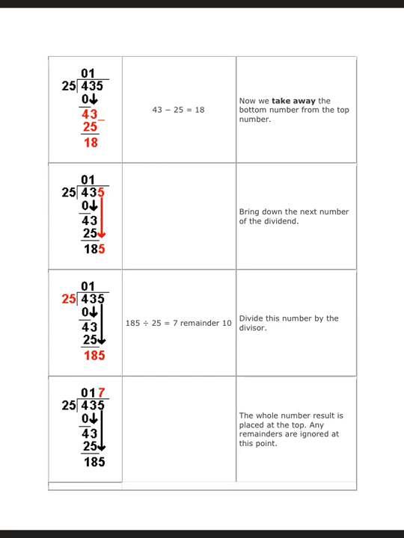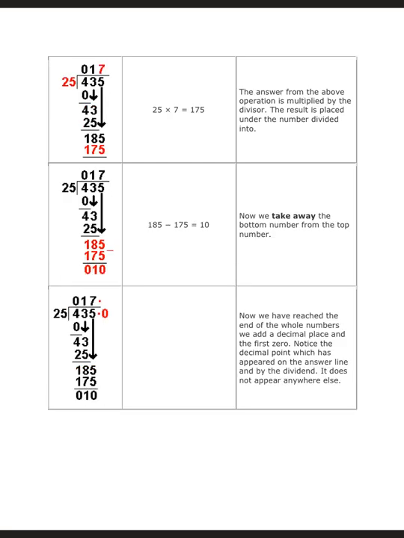You cannot take 25 away from 18, so you must bring down the other 5. So now you're taking 25 out of 185, or as they show, 185 divided by 25. You can take 7 groups out of 185. So you must place your 7 above the 5. And they're going to subtract. Again, you're subtracting 175 from 185, which leaves you with a remainder of 10.